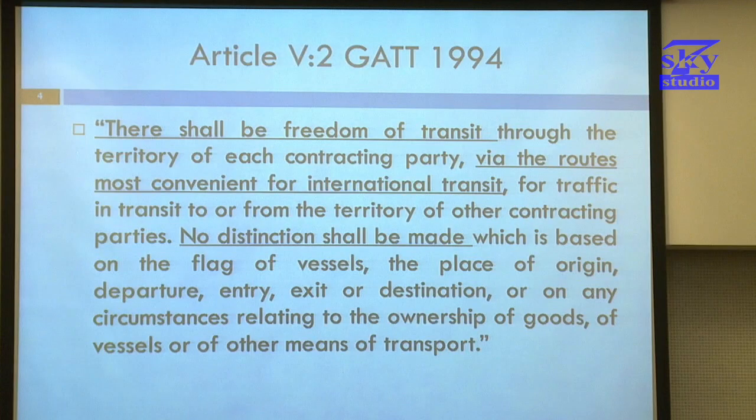Paragraph 2 is divided into two parts. The first sentence describes that the freedom of transit shall be performed via the routes most convenient for international transit. Even though in the Colombia Ports of Entry case the panel did not define the meaning of the routes most convenient for international transit, it pointed out that goods in international transit from any member must be allowed entry when destined for the territory of a third country.